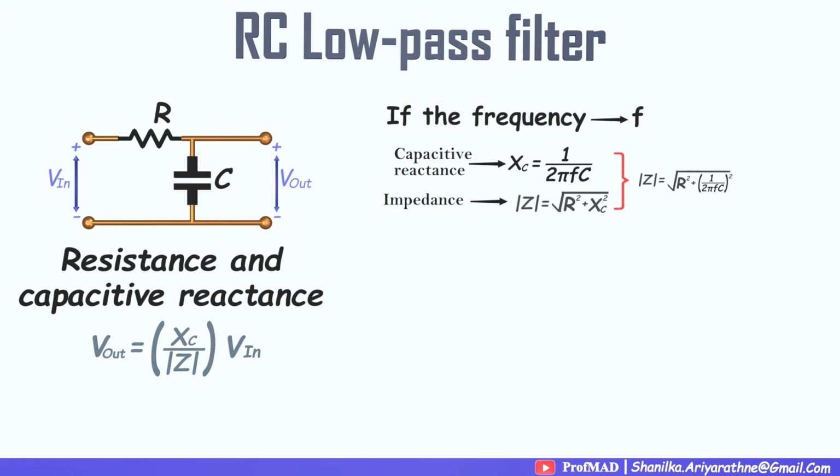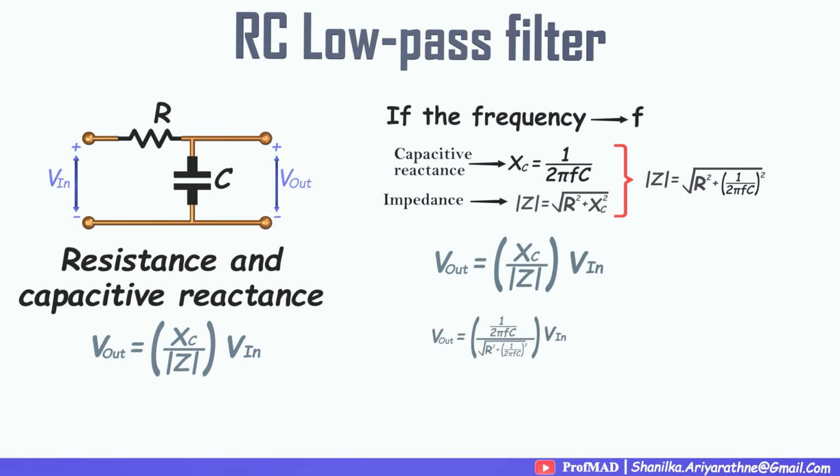By combining these equations, we get an impedance that changes with frequency. Now try to read the equations carefully. As the frequency increases, the capacitive reactance decreases. In simple terms, the capacitor becomes easier for high-frequency signals to pass through. And because the reactance becomes smaller, the total impedance of the circuit also decreases.